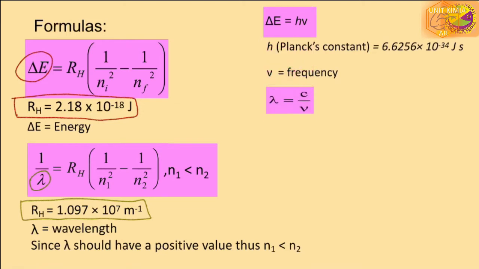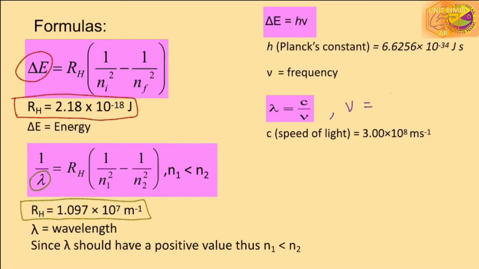The fourth formula is lambda equal c over nu, where c is the speed of light, 3 times 10 to the power of 8 meter per second. We can rearrange this formula into nu equal c over lambda.